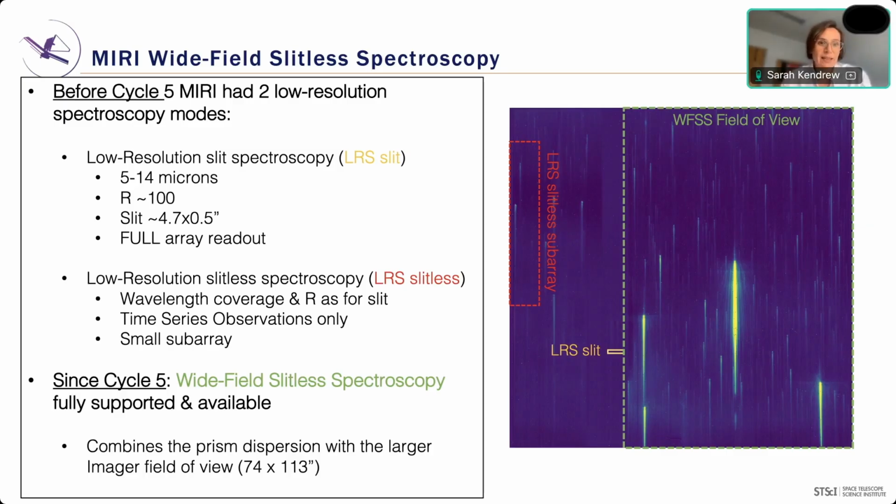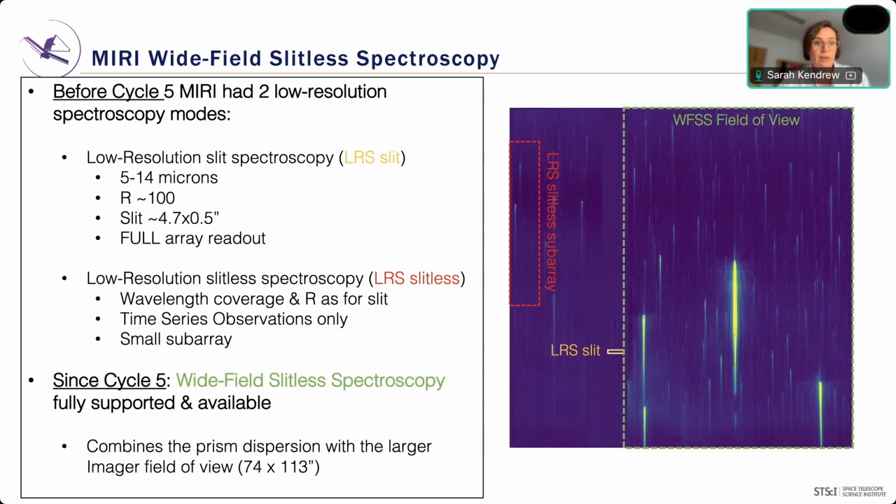So we're leveraging the capability of the prism with the larger field of view of the imager mode to develop this wide field slitless spectroscopy mode. It has the same wavelength coverage and same resolving power, only any targets in the imager field are all dispersed. This already actually happens because the LRS slit mode is read out in full array, so any targets that happen to be in the imager field are already dispersed. That's an example you see in this figure here. There's actually a lot of wide field slitless spectroscopy data in the archive. So that's the background for the wide field slitless spectroscopy mode.